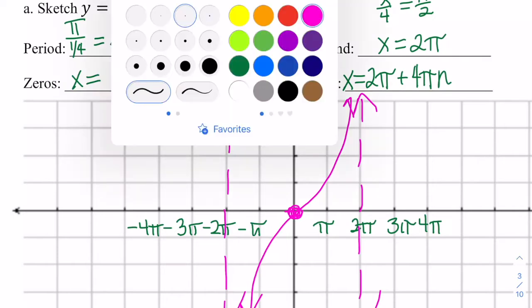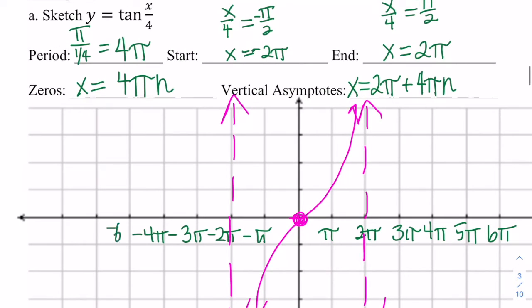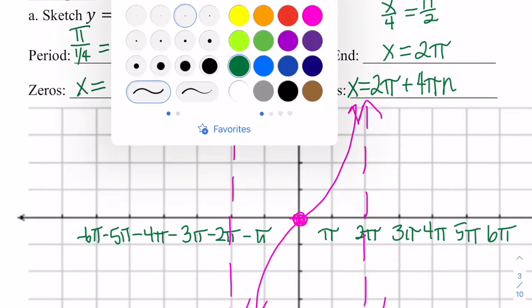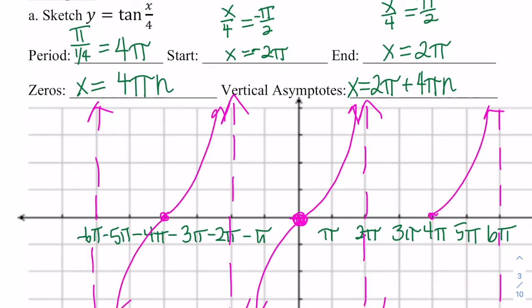And if we want to keep going, well, let me just include up to 6 pi so we could have more cycles here. So I'm going to label these asymptotes again. Remember the distance is 4 pi. And then halfway in between are going to be those zeros or intercepts. And then it just continues that cycle.